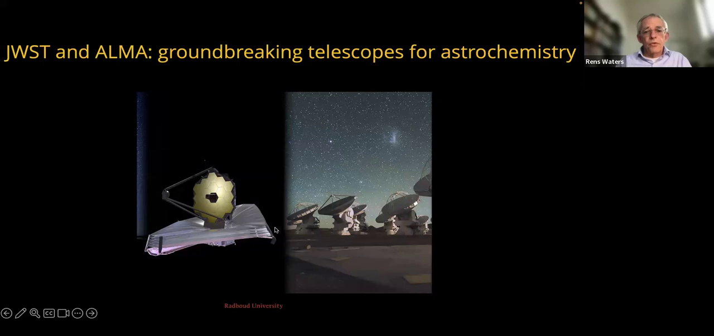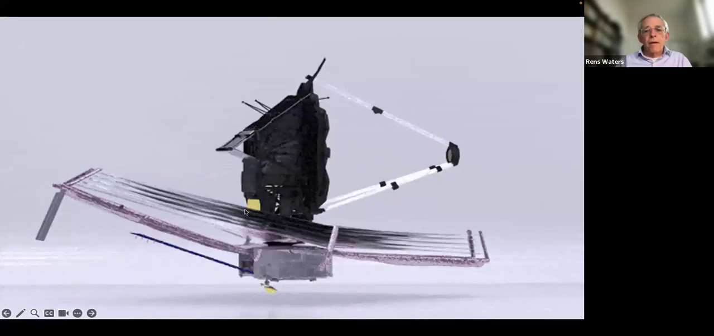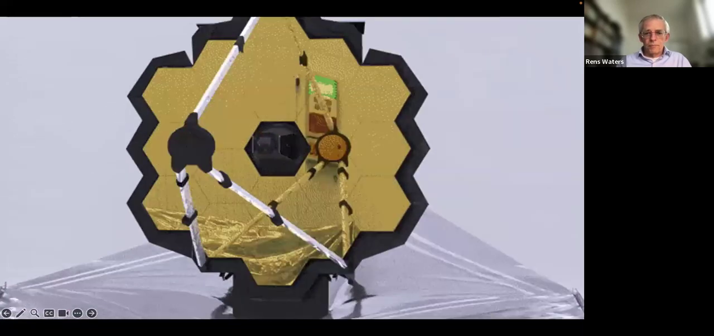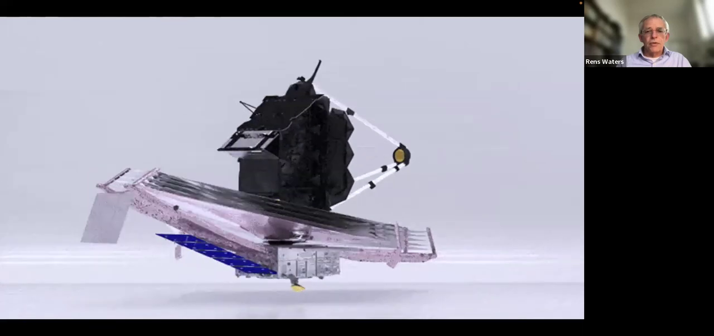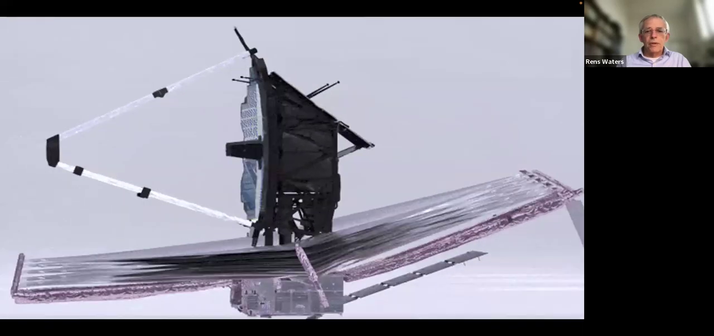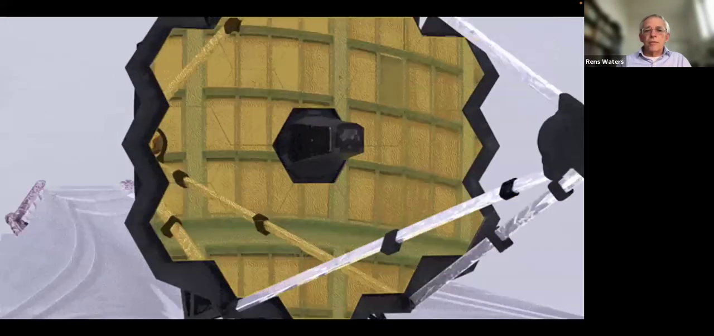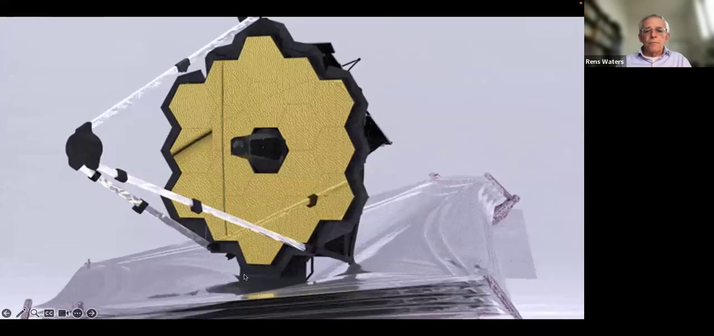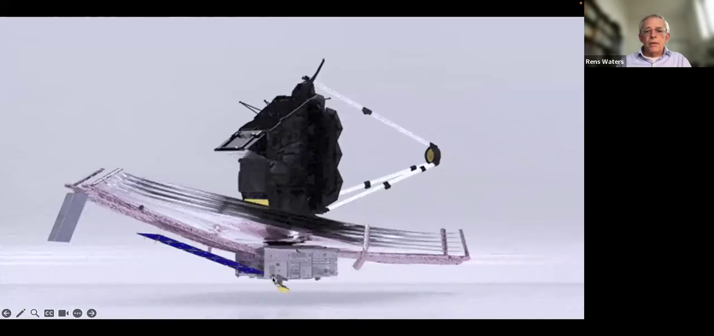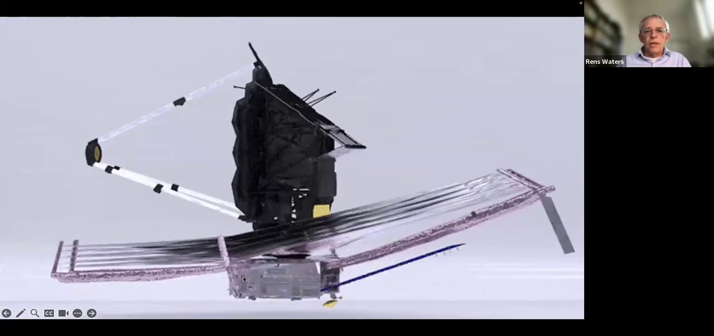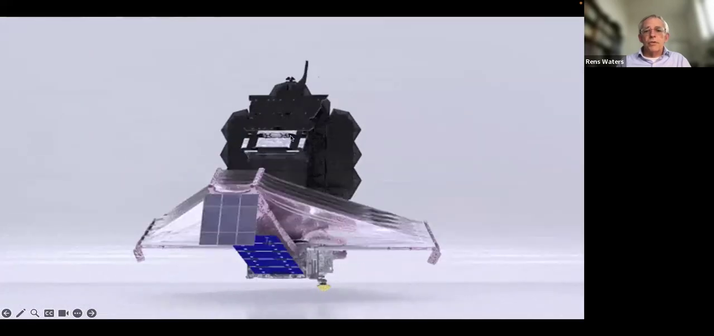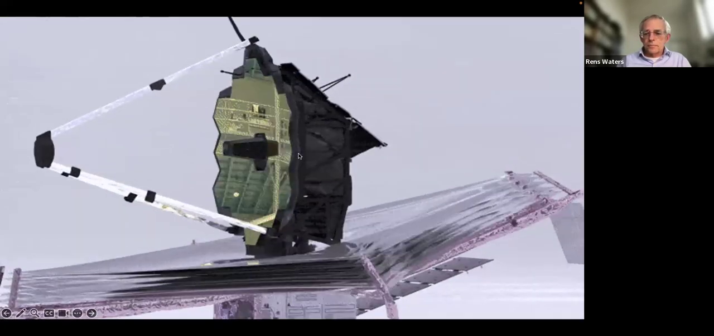Yeah, so first this one, and then the ALMA telescope. And here you see a nice image of the telescope with its primary mirror, secondary mirror, its sun shields, its housekeeping equipment down here, and the instruments that are behind the primary mirror. So this is the instrument module here, the ISIM.